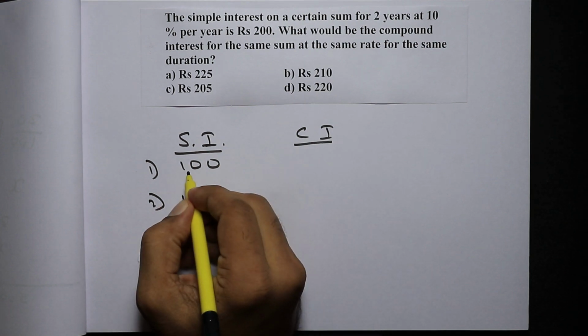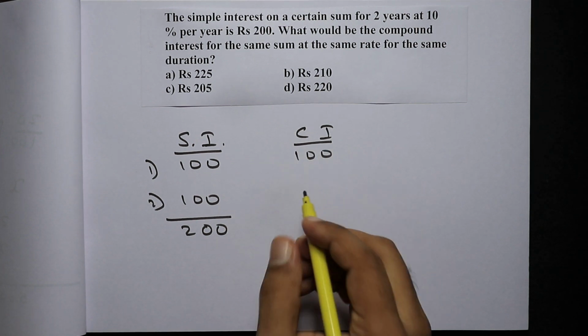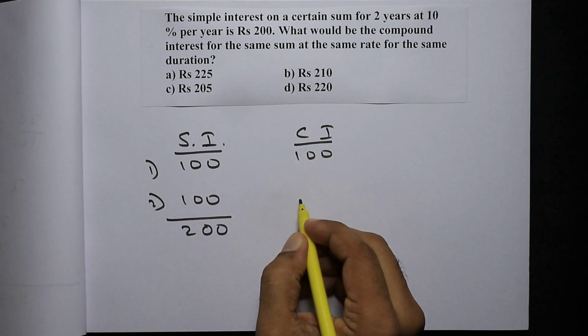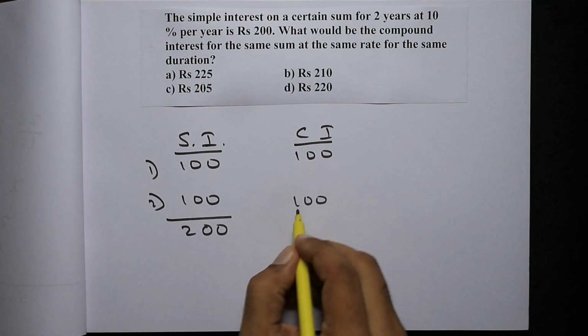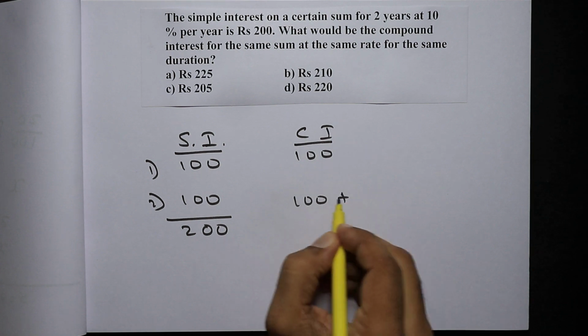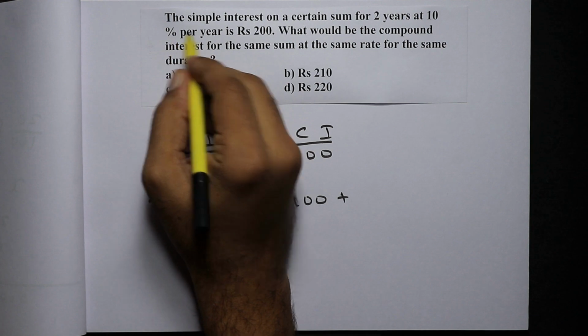Simple interest for the first year is 100. So compound interest for the first year also should be 100. Now, what will be the compound interest for the second year? Now this 100 you will get. This 100 is R% of principal that you will get, and also you will be getting R percentage of the first year's interest. Now R is 10% per year.